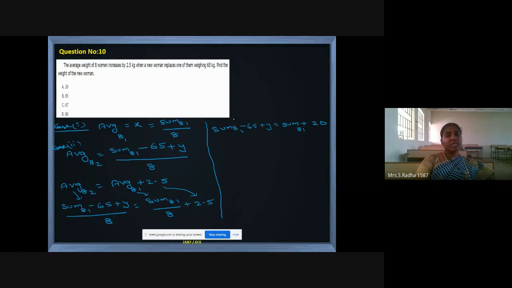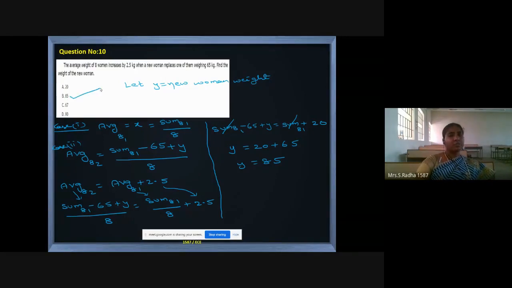Further cancellation is possible. This term also will get cancelled. So y equals 20 plus 65. Y value equals 85. The new woman is this y. What we are assuming is let y equal the new woman's weight, and we are step by step writing the sentence in terms of an equation. The answer is 85 in this question.